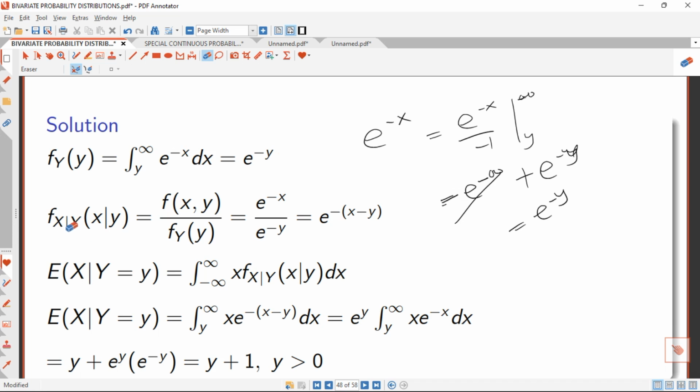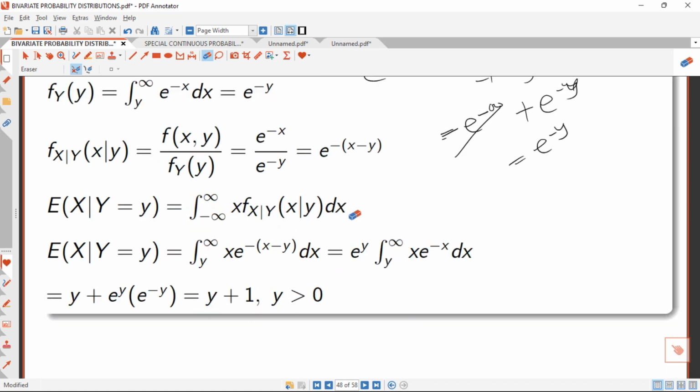And then once we have been able to get our marginal of y, for us to get the conditional probability, it's just the joint divided by the marginal. The joint was e raised to the power negative x, the marginal is e raised to the power negative y. If you move this one to the top, you're going to get e raised to the power negative x plus y. E raised to the power negative x plus y. This is what you get. And we just move negative 1 out, you are going to get negative x minus y. This is what we are going to get at this section.